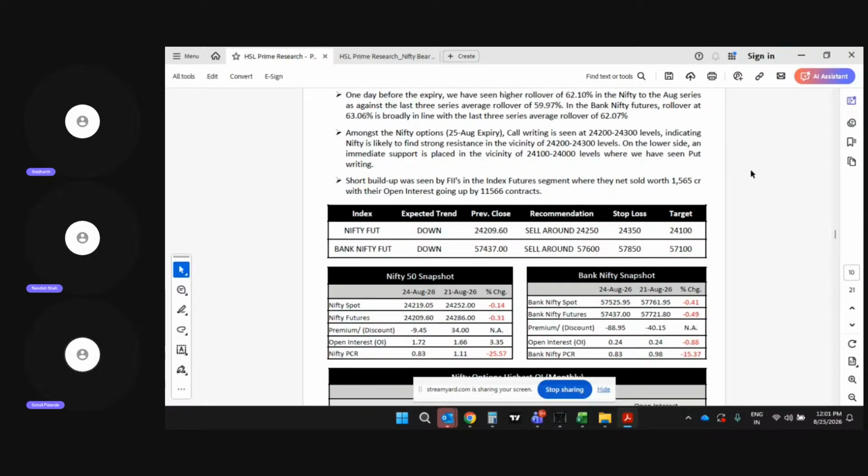Nandish, it's to you. How was the derivative data placed at the beginning of the day, and how have the derivative indicators changed till now? What do they indicate currently?